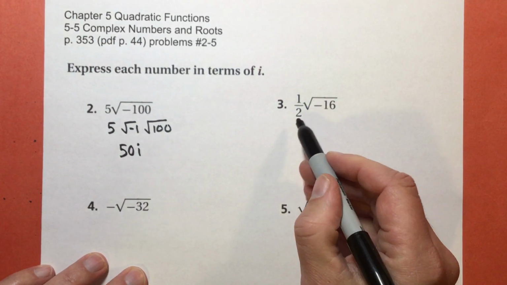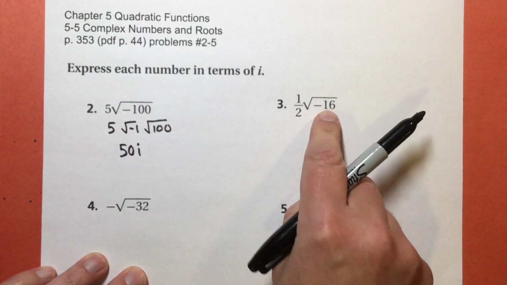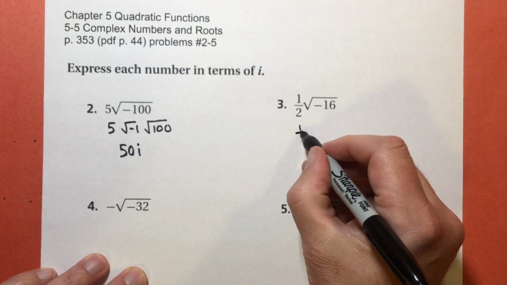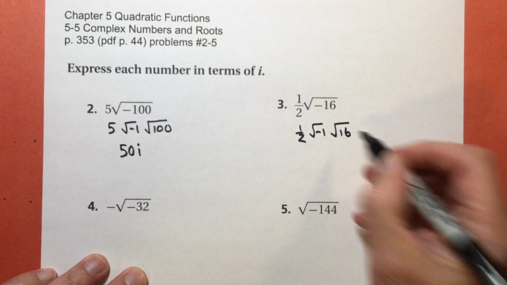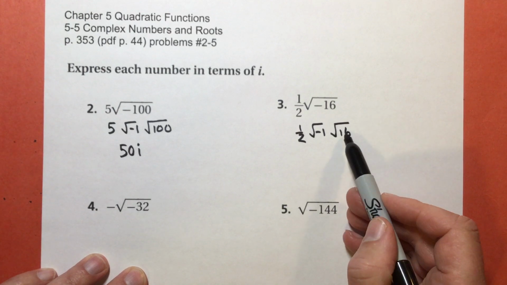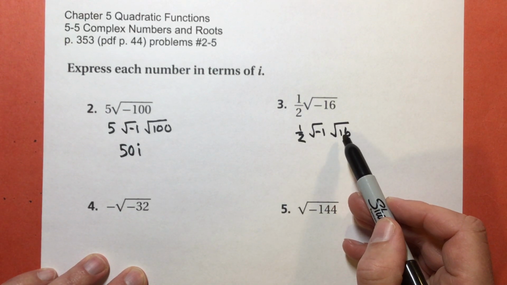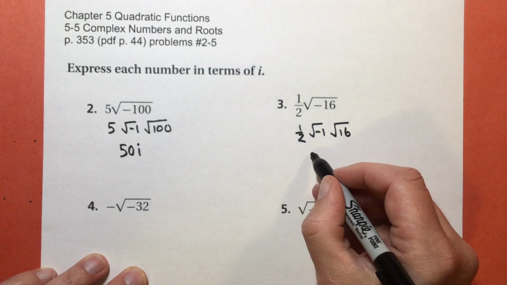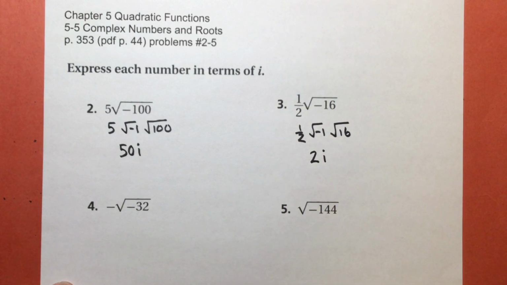Okay? Just like that problem, I've got this problem where I've got something times a radical of a negative number. So I've got 1/2 times the square root of -1 again, times the square root of 16. The square root of 16 is 4. 1/2 times 4, or 1/2 of 4, is 2. So this is just 2I. I is the square root of -1.